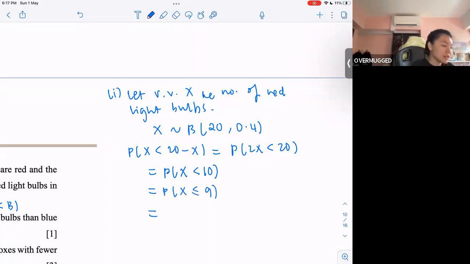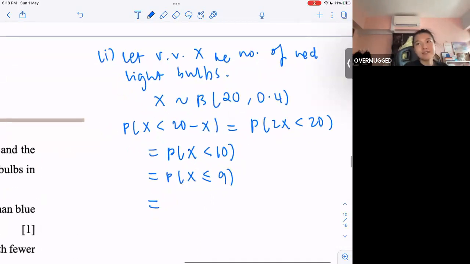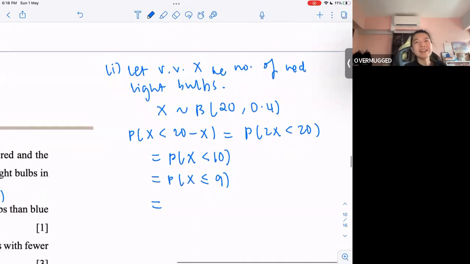And then you use your GC. This is just normal. Normally, you calculate your binomial CDF for less than or equal to 9. And then you have your N and P over here. You should be able to find. Can someone help me find? So that I know that I'm not alone doing this, or rather that you guys are learning.